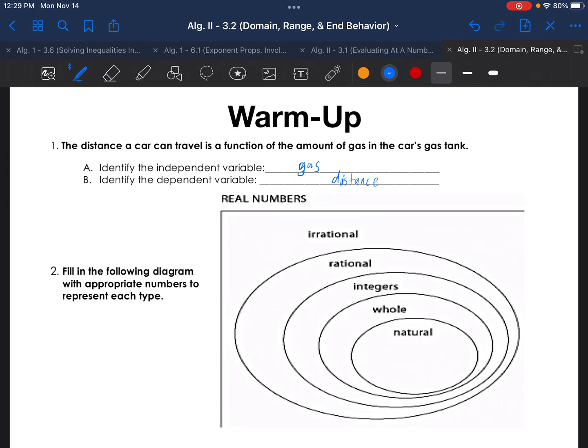All right, and the real number system. So some examples of these. Let's start off with natural numbers. Natural numbers are the numbers you see in real life. So like the counting numbers, like 1, 2, 3. You don't count with negatives, you don't count with decimals, you don't count with 0. Whole numbers are all of those, but you also include 0.